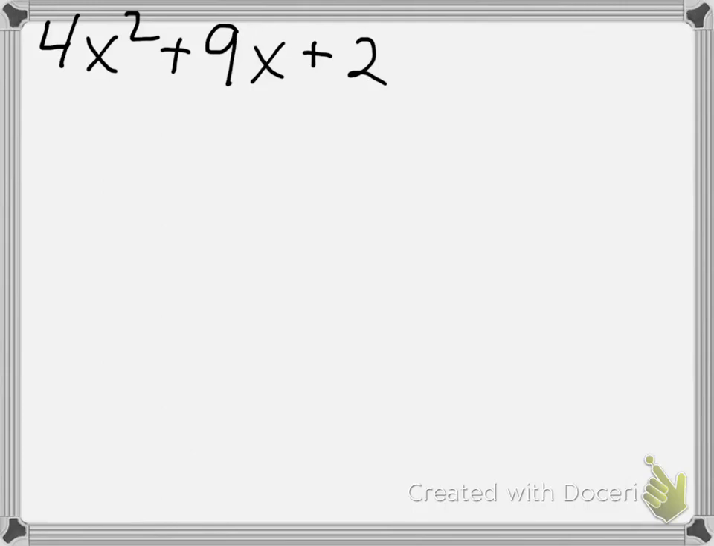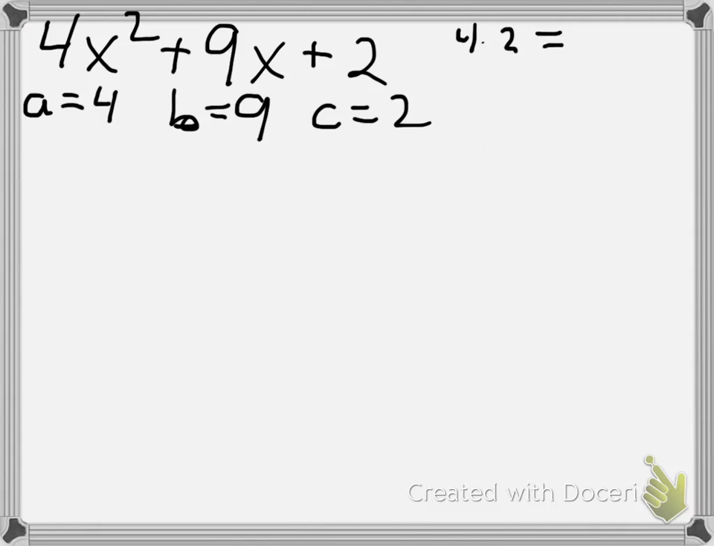So here's another example of factoring, and again we have a leading coefficient that's not 1. A is 4 here, B is 9, and C is 2. And so we're going to go A times C. 4 times 2 equals 8. So this is the key question. What are the factors of 8 that will add to 9?